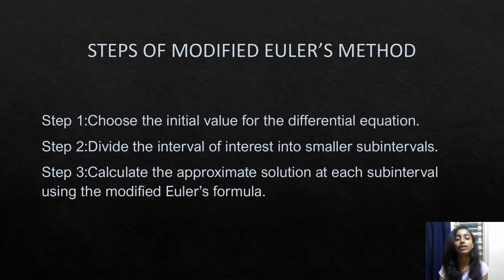Step 4 will be calculating the slope at the new point. Use the new value of the independent variable to calculate the slope of the differential equation at a new point. This slope will be used to approximate the change in the dependent variable over the next step. Repeat steps 3 and 4 until the desired range of independent variable is reached.